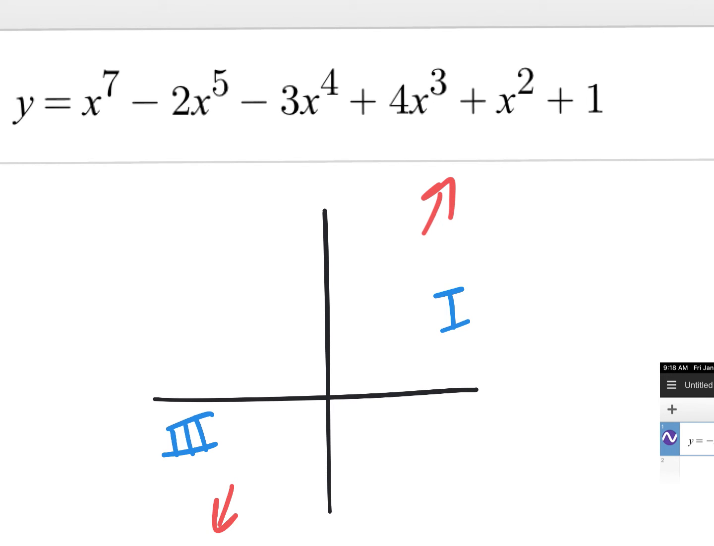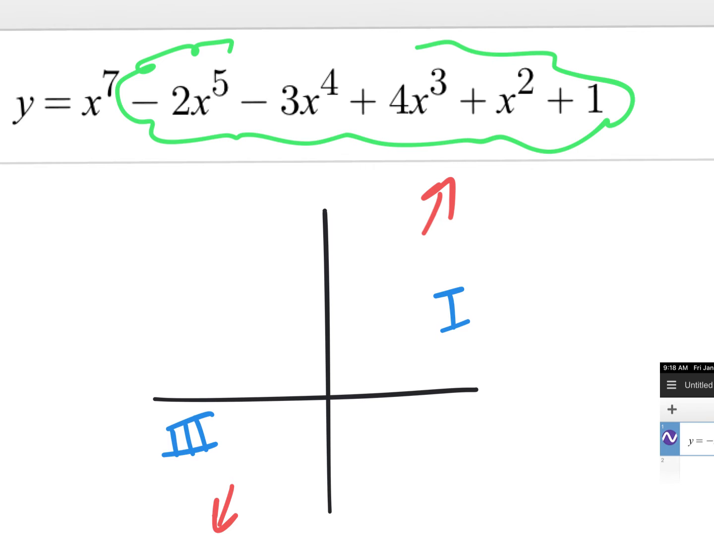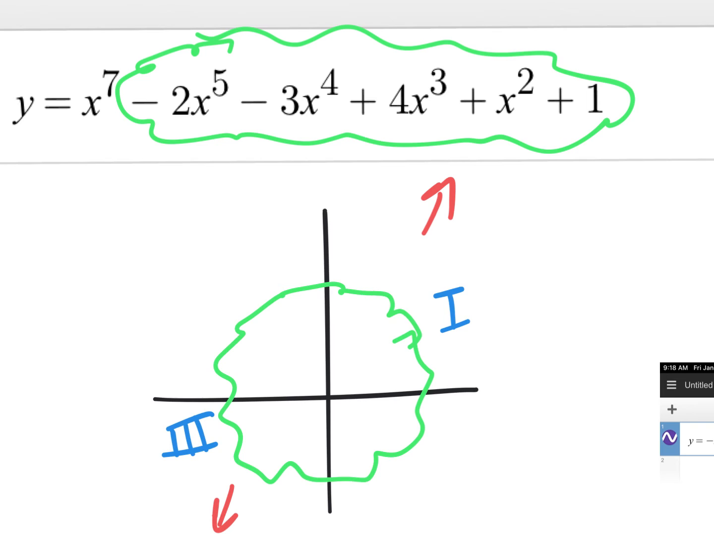But all of this other stuff right here, all it's going to do is make some more interesting graphs in between the end behavior down here and up there. It might go something like this, up, down, like that, something like that, right? So it might look like that, but let's actually look at the exact graph on Desmos.